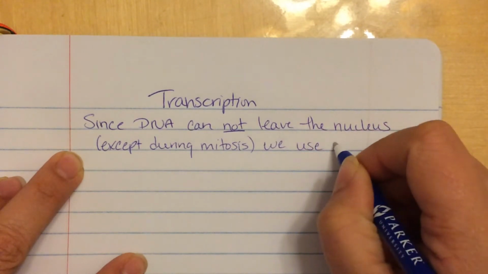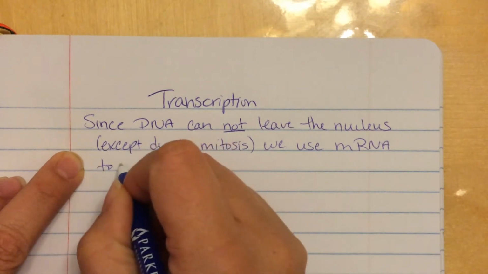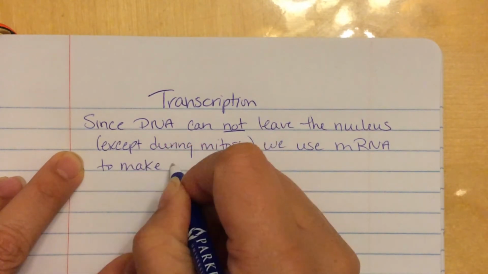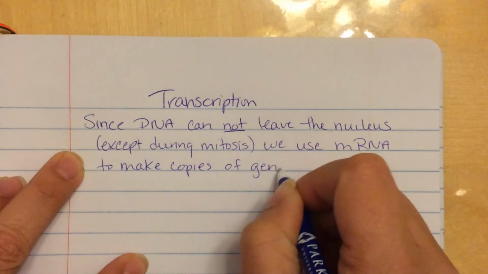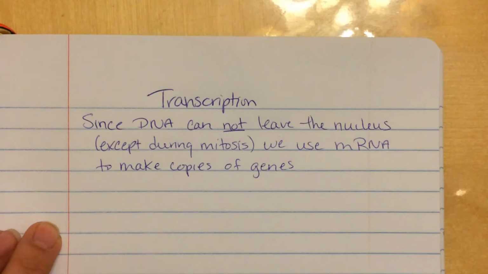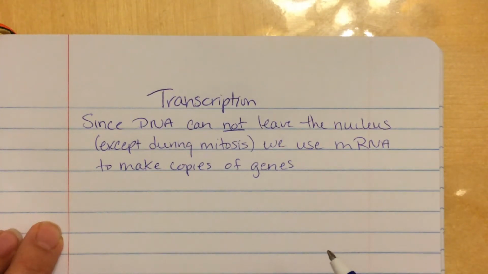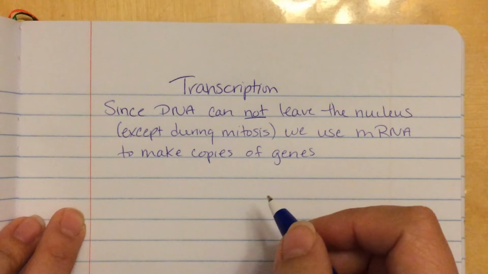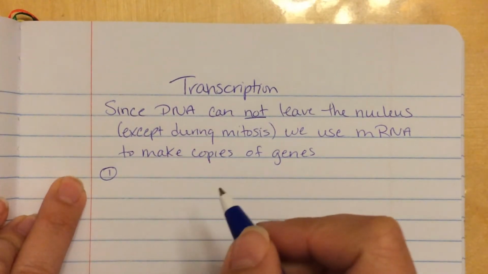we use mRNA to make copies of our genes. Remember, genes are those segments of DNA that code for a particular protein. And so there's a complicated process, and I'm going to make it relatively simple, although it's going to have a few higher level things because we're pre-AP, and if you come back to me in AP, I want you to know these. So let's do step 1.